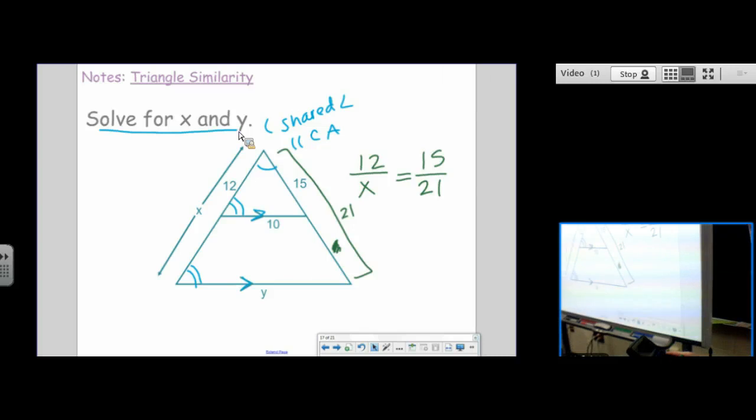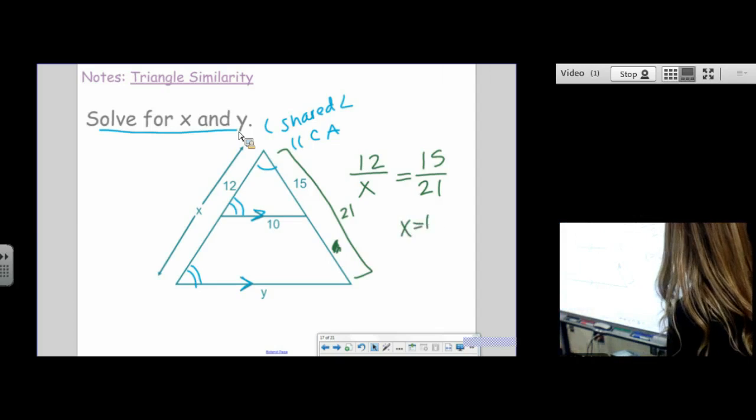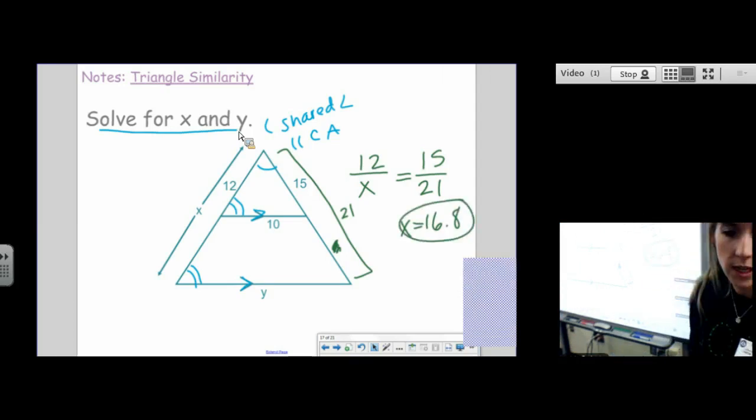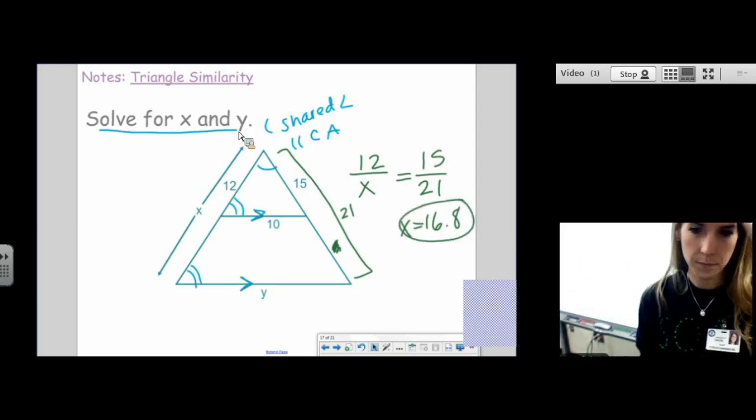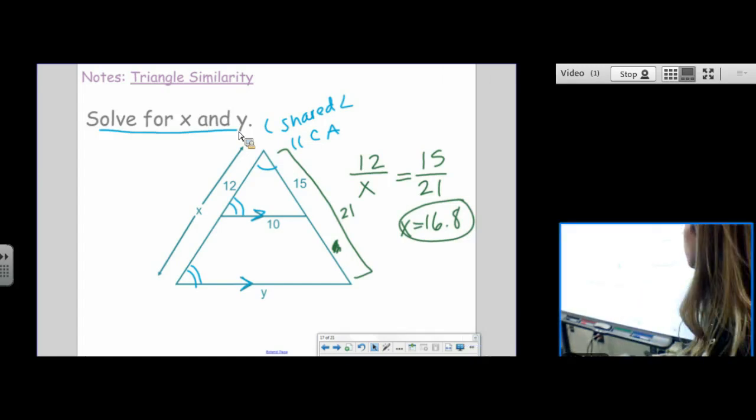12 times 21 divided by 15. Did you get 16.8? Yep. Okay. Next one.